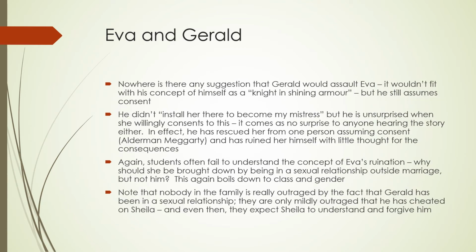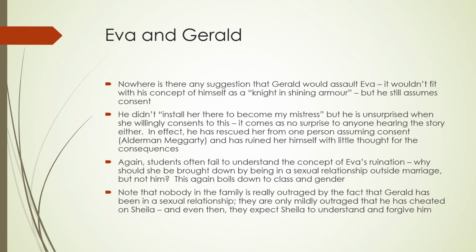Now, you've got Eva and Gerald. Nowhere is there any suggestion that Gerald did assault Eva. It wouldn't fit with his concept of himself as a knight in shining armour, but he still assumes consent. He didn't install her there to become his mistress, but he's unsurprised when she willingly consents to this. He's quite happy that she's offering herself to him. He doesn't argue against it. He doesn't think about Sheila at home. He's unsurprised because there's this implied consent and that class system, because that is just what was expected of the women at the time.